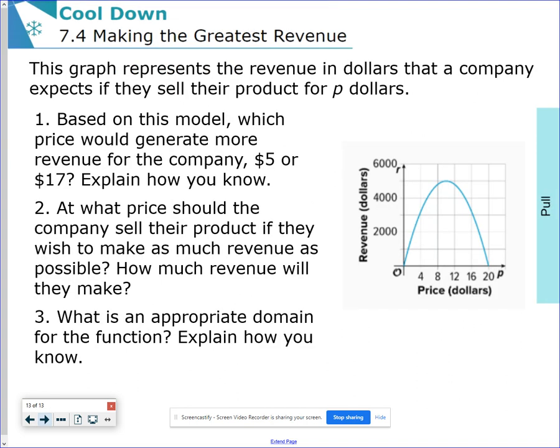All right, you'll probably be doing this together in class if you're in class, but here is another one of these models, right? We've got this price. Based on this model, which price would you generate more revenue from if you charged $5 or if you charged $17? So $5 would be about here. Good morning, Ben Franklin. And 17 is right there, clearly. 5 is more. And I'm going to stop the video at that point, even though we haven't answered the last two questions. If you need any help, talk to your math teacher.